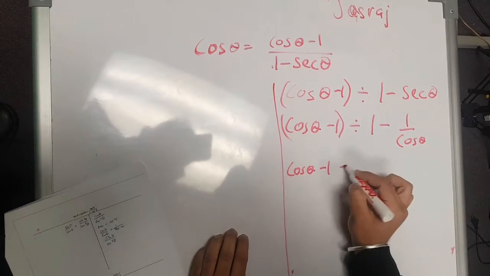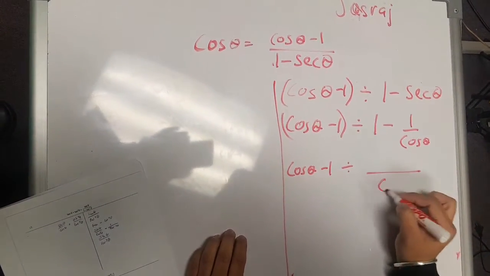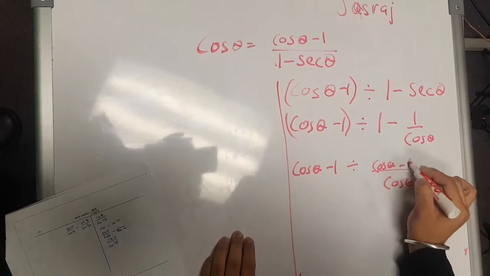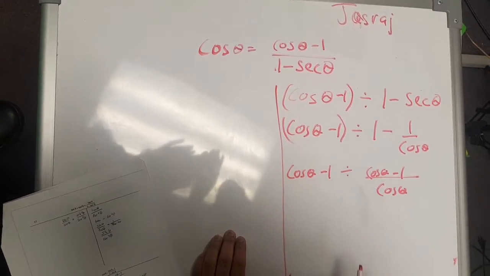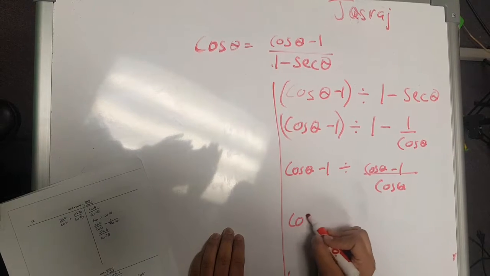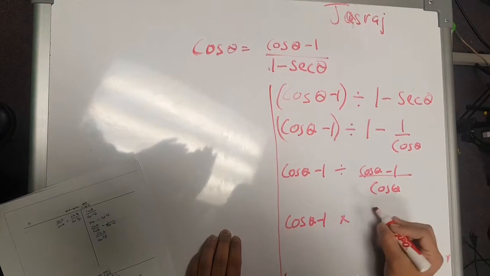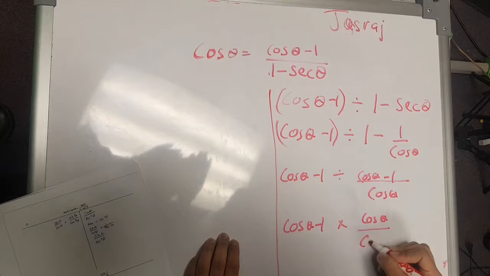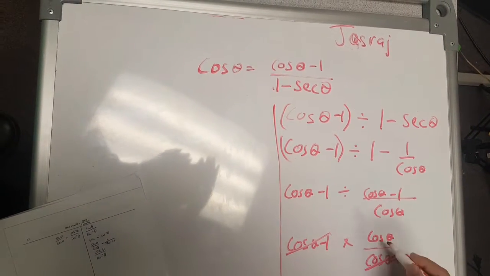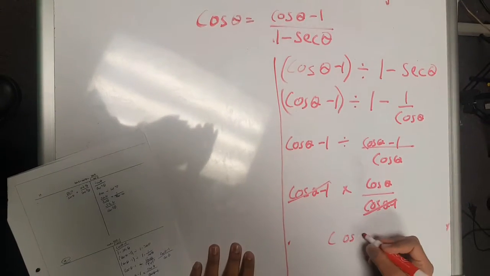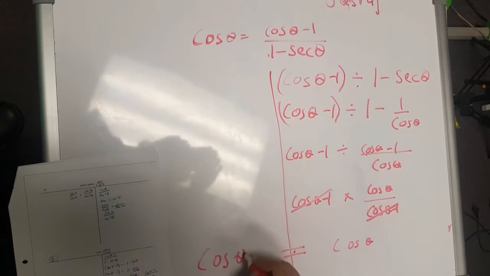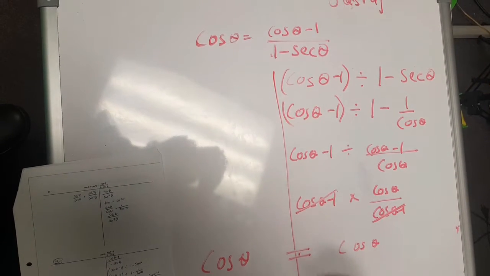Cosine minus 1 divided by, make the denominator equal, cosine minus 1, and then we flip it to multiply. We make a reciprocal of the 1 on the right hand side, over cosine, and then this cancels out with this, and we are left with cosine theta, which is equal to our left hand side, which is also cosine theta. So hence proved.